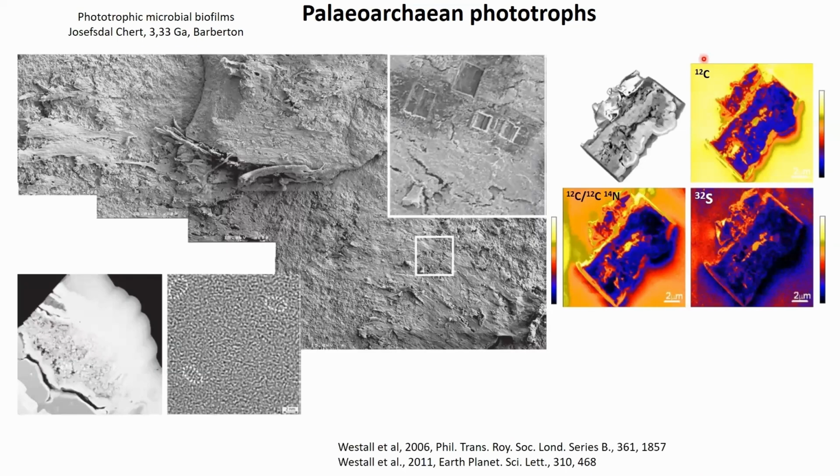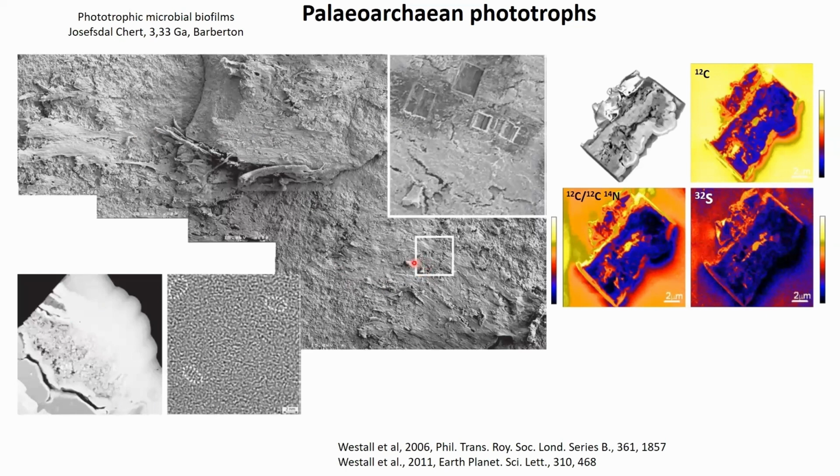And still with these tabular phototrophic mats, some of them can be preserved in exquisite detail. For instance, this is some old work of my own. I am allowed to talk about my own work as well. From the Westall chert, 3.33 billion years old in Barberton. You can just see the kind of filamentous film here.